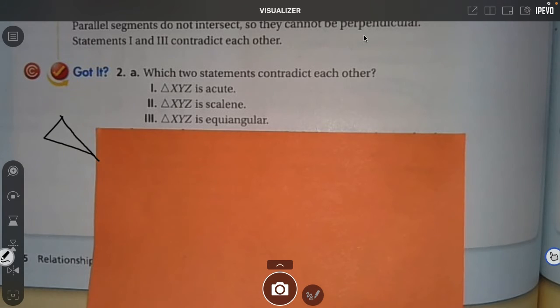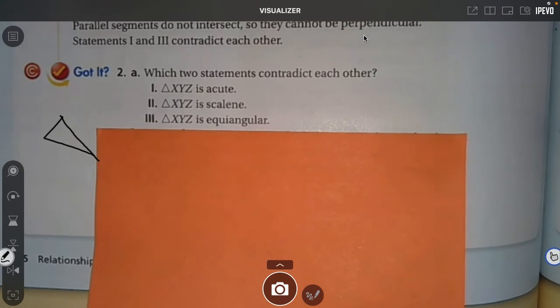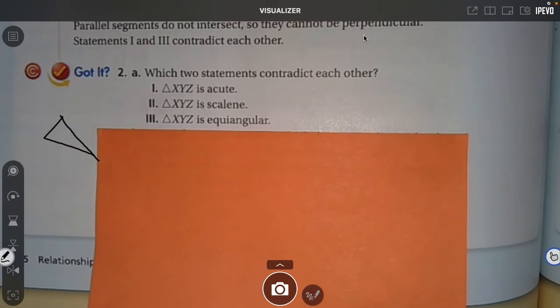Okay? So, what cannot happen at the same time? They cannot be scaling and equiangular. If all the angles are equal, guess what all the sides are? Equal. Is that a scaling triangle that you just drew? That is a scaling triangle and it's acute.